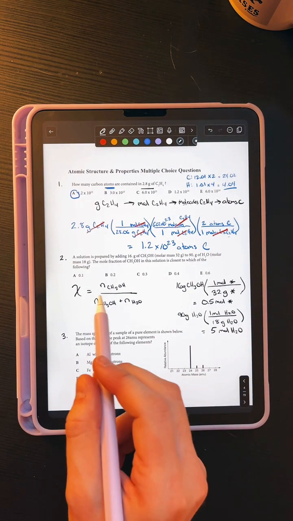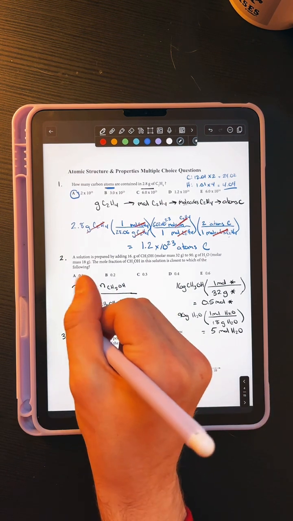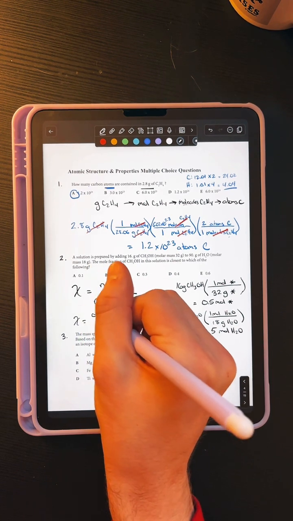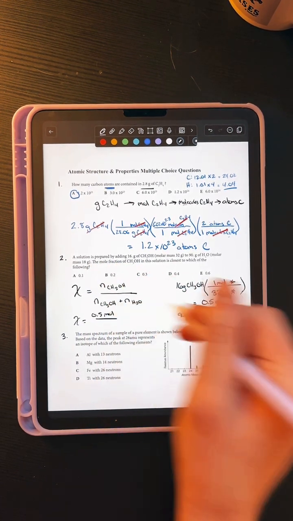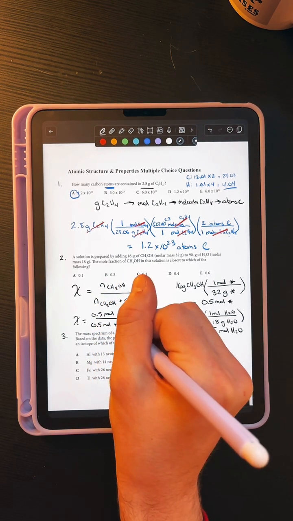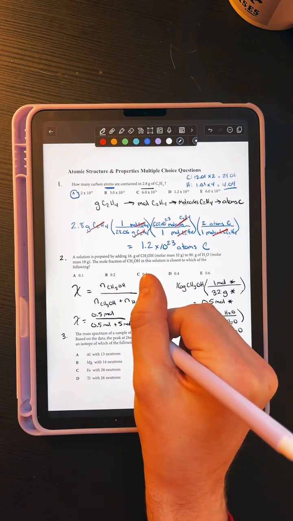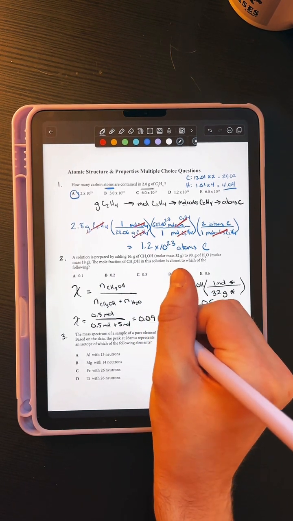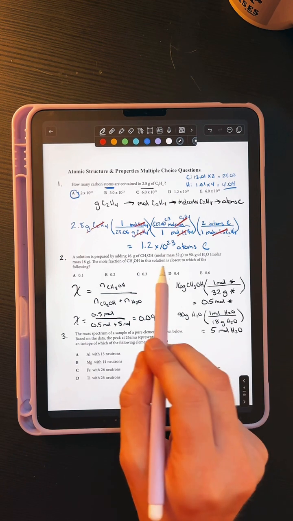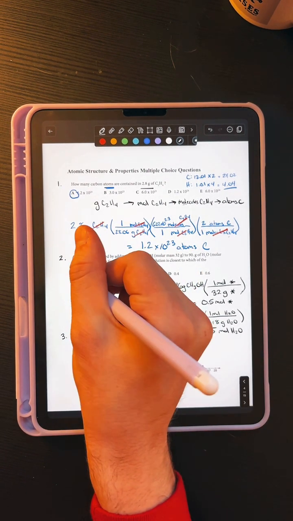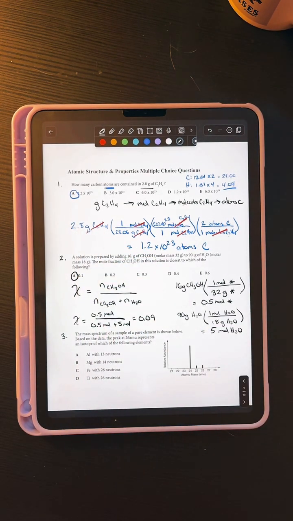So now all we do is plug in mole fraction, that is our moles of our part, which we have 0.5 moles, over the moles of our sum, so 0.5 moles plus 5 moles. And doing this out, we end up getting a value of 0.09, and that's close. It's asking us which one is closest to. So this is close enough to A, 0.1.